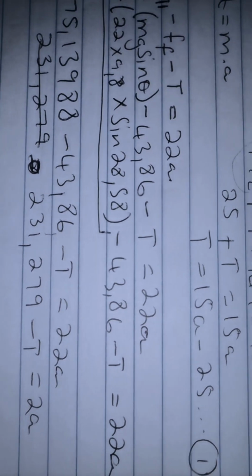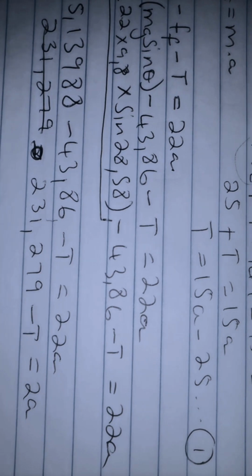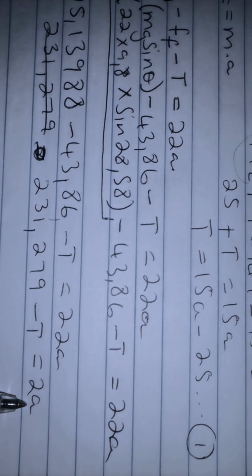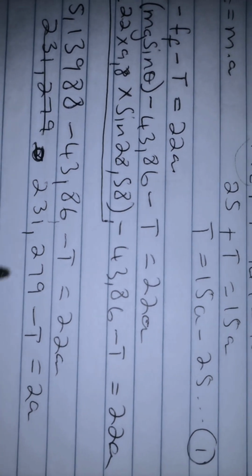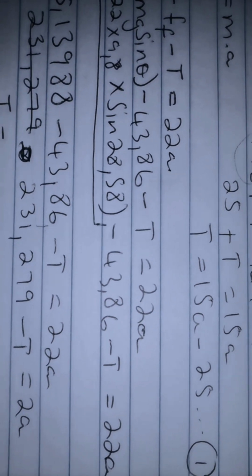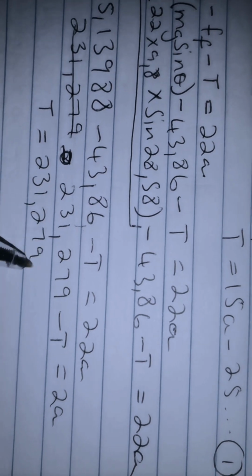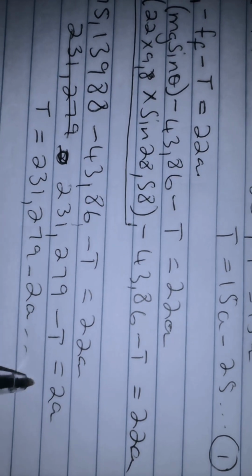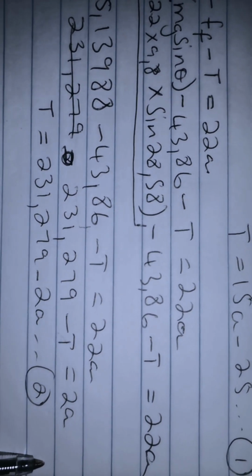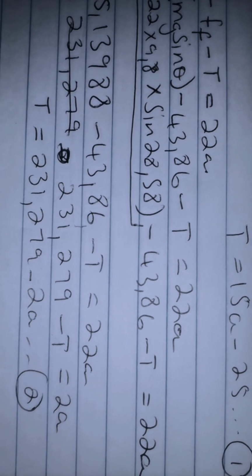Therefore I'm going to transpose, so I need to be left with tension on one side. I'm going to take this 22a to the left and take my tension to the right, so that I have tension is equal to 231,279 minus 22a. This is my equation number 2. So I took my tension to the right and my 22a to the left, so that I can be left with tension on one side.